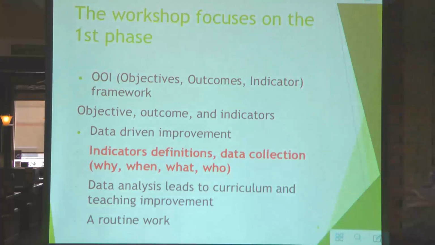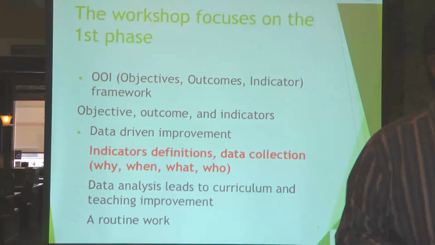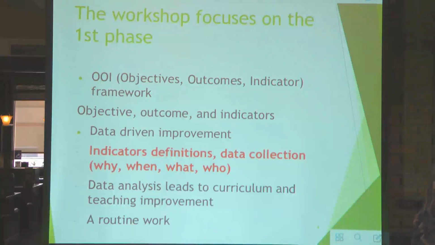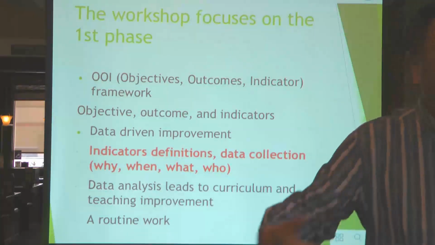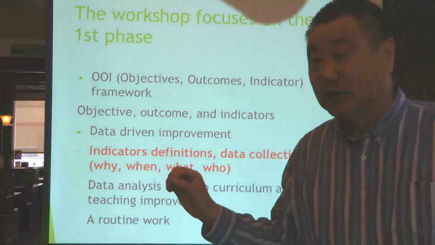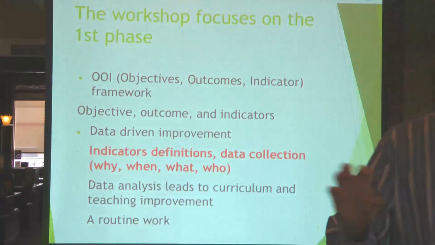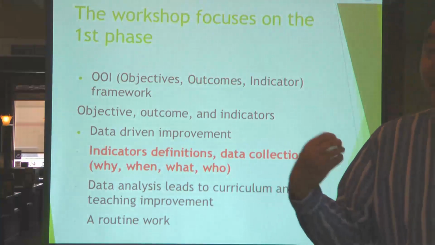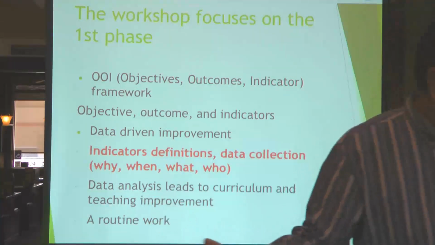Then at the third layer, we have something called a performance indicator. That's where we need to do something. That's pretty much the operational level. The indicator is basically some sort of metrics.